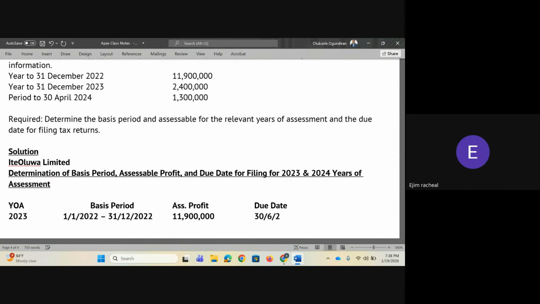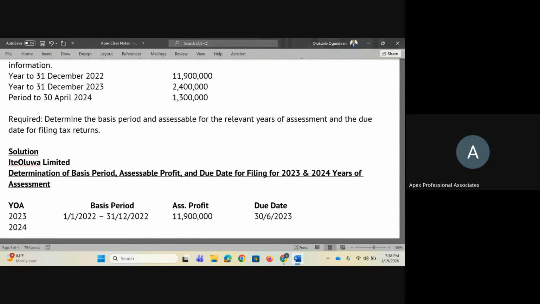Someone is asking if it's based on old rule or new rule. This is the new rule. Ignore the old rule totally. It's not applicable at all. There's no need to rack your head around that one.